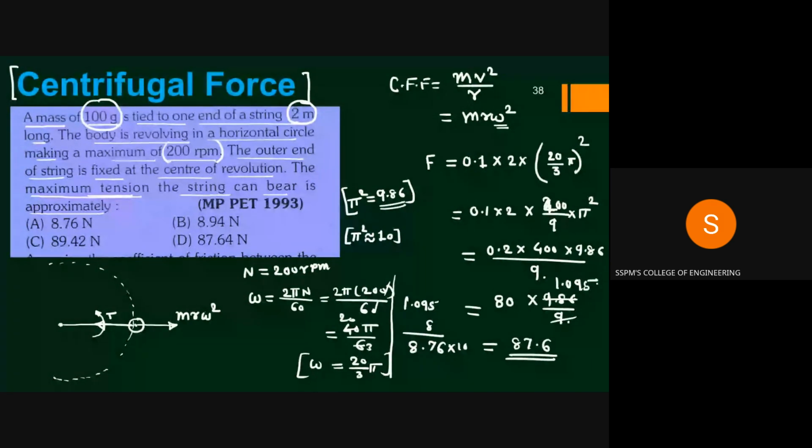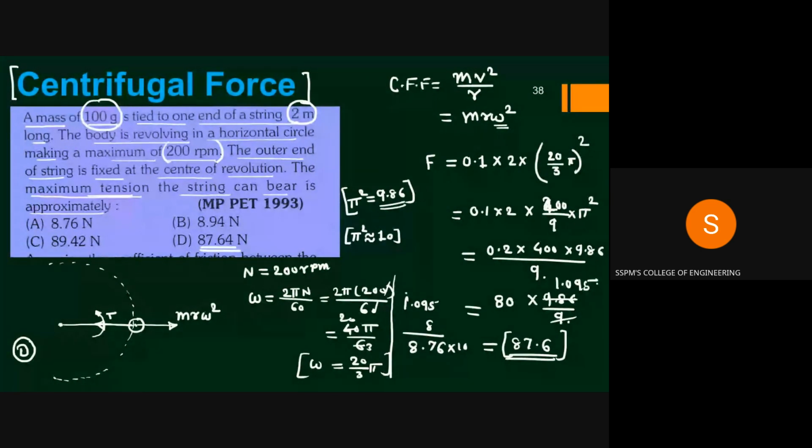So in this way, you can solve the problem without using the logarithm. The final answer is 87.6. You can refer to the given options for the one close to the final answer, 87.6. So the answer is 87.64. This is the correct option, option D.